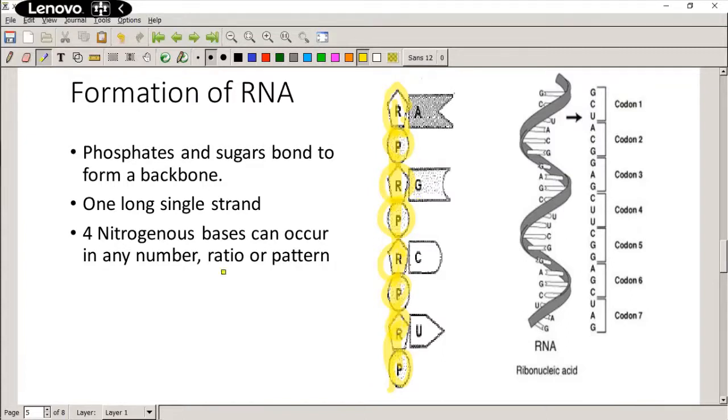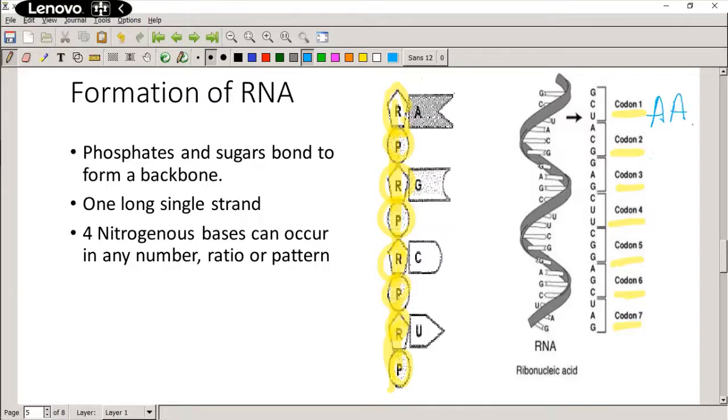Each three nucleotides, like GCU over there, forms what we call a codon. That's going to be very important when we get to the protein synthesis. So remember, each three nucleotides on an RNA is going to be called a codon. You can hear the word, it's code. And each codon is then going to code for a specific amino acid.